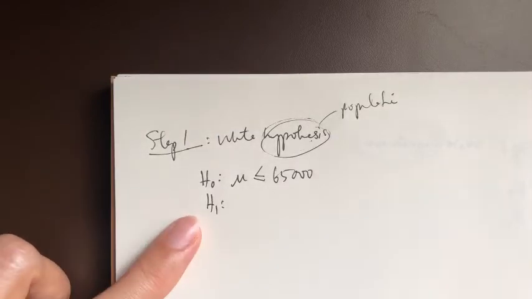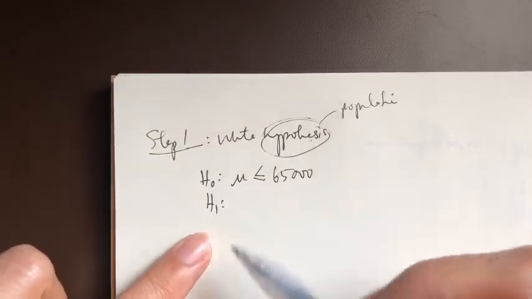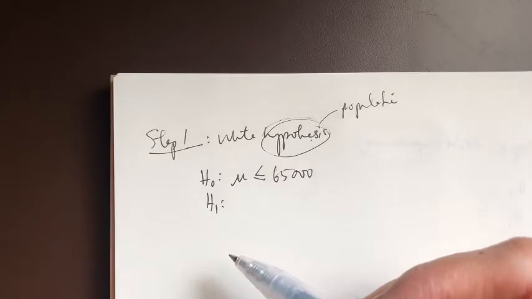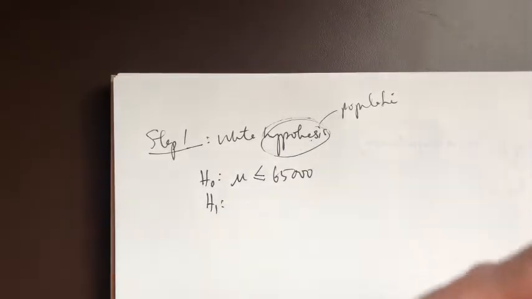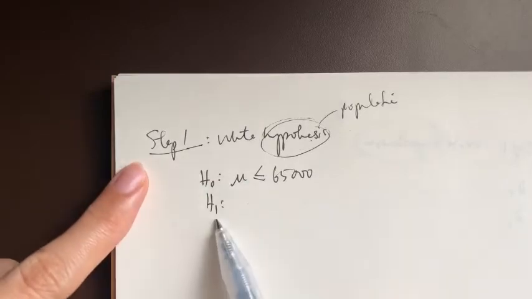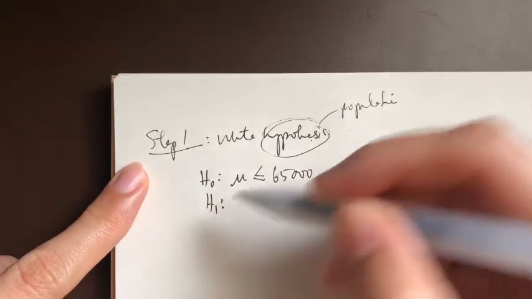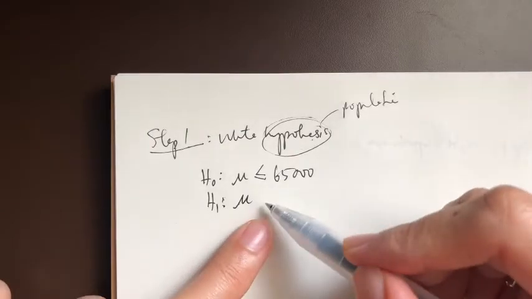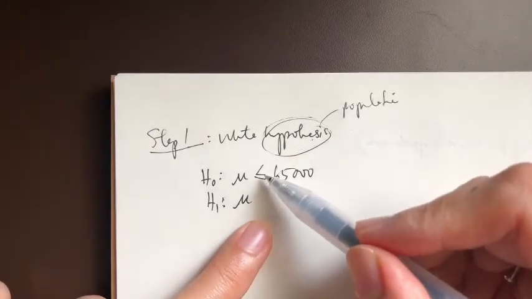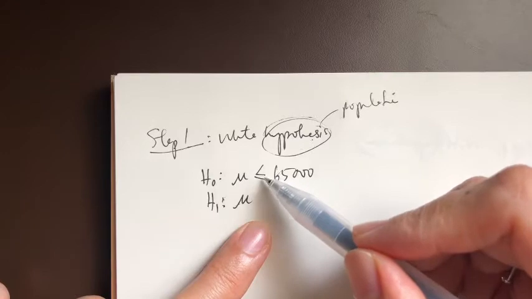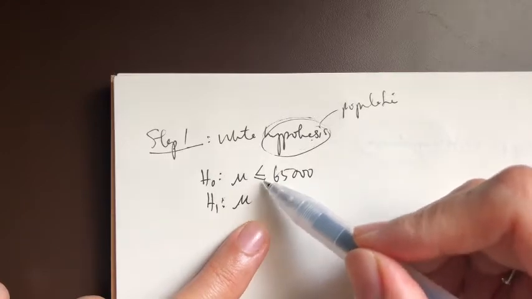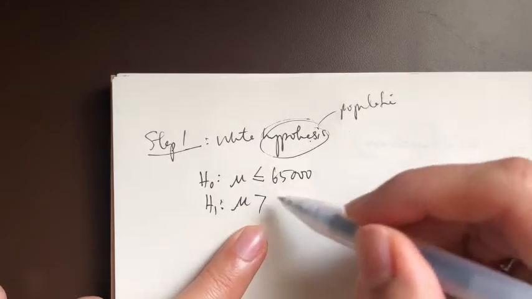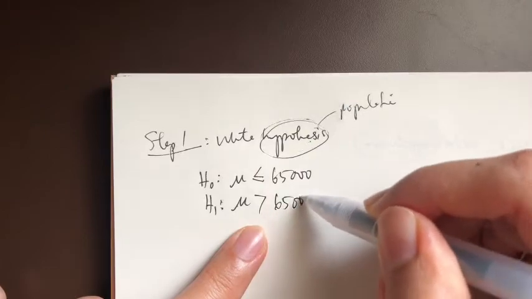The alternate, this time you put H1, or some textbooks put it as HA for alternate, but we want to be consistent with your textbook. So we put it as H1. Again, a colon here, a mu. Now the sign that we write here is the opposite of what we wrote earlier. Earlier we wrote less than or equal to, so the opposite of this is greater than, with the same value here.